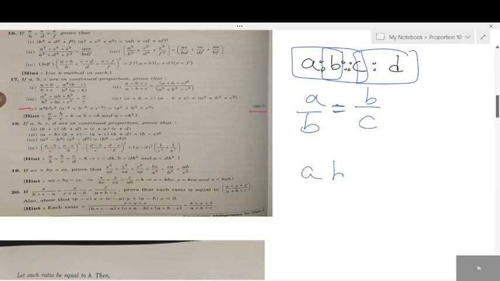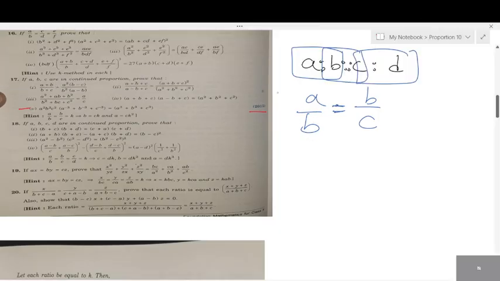Okay, we had A, B, C. Previous question we had A, B, C, students. How did we take this value? A divided by B is to B divided by C. We took the first two and the second and third. Here take the first two, we'll get an equation.